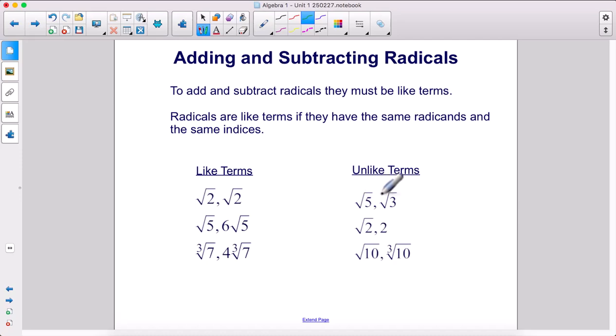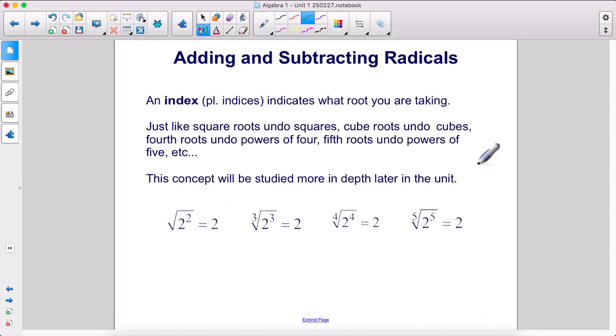Square root of 5 and the square root of 3, unlike terms, cannot be combined. The square root of 2 and 2, unlike terms. The square root of 10 and the cube root of 10 are also unlike terms. An index, plural indices, indicates what root you're taking. Just like square roots undo squares, cube roots undo cubes, fourth roots undo powers of 4, fifth roots undo powers of 5, etc. This concept will be studied more in depth later in the unit.